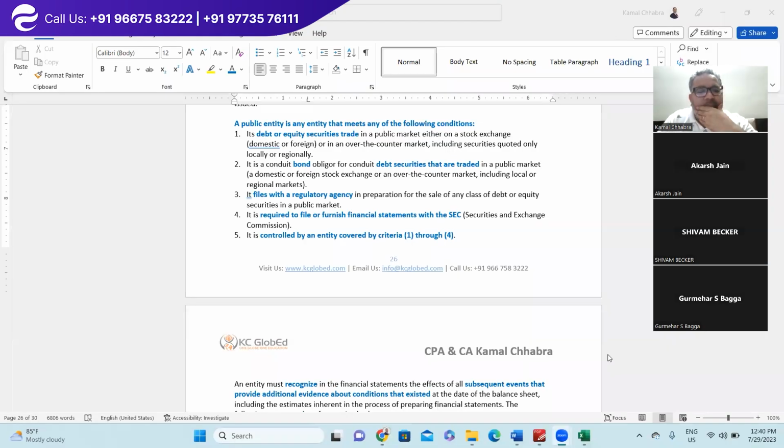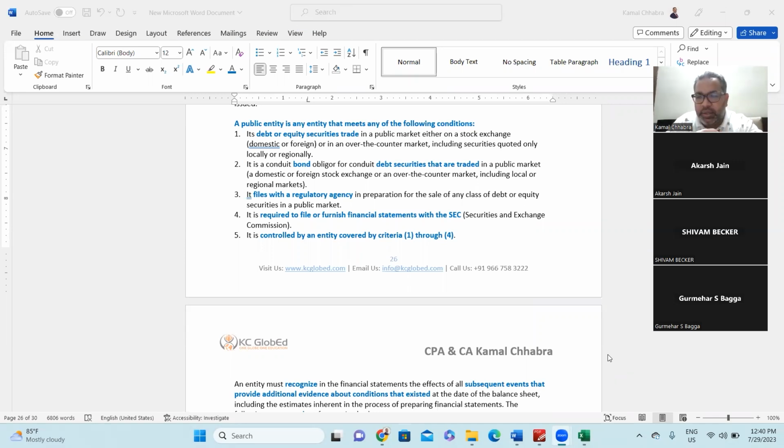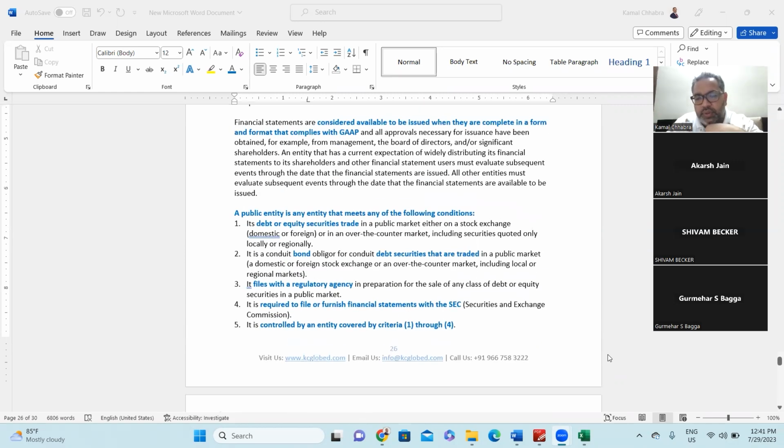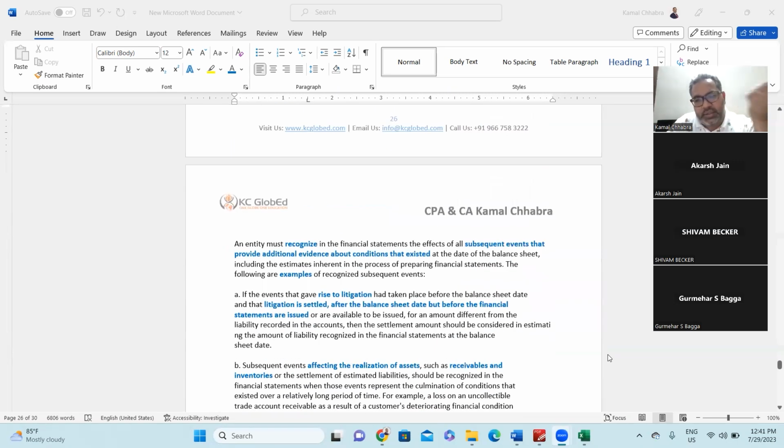Yeah. So coming back here, the public entity again, like securities listed, debt listed, bonds listed, and SEC filing requirement, or if any company is going for an IPO, or if they are required to furnish financial statements with the SEC, maybe their parent company is already listed, right? So then they need to follow the second rule, which is available to the shareholder rules, right? Any other case, they can follow the signing date rule, right?